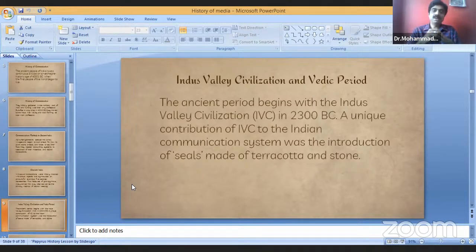The ancient period begins with the Indus Valley Civilization in 2300 BC. The unique contribution of the IVC to the Indian communication system was the introduction of seals made of terracotta and stone. These showed who you are: what kind of image, what resemblance, which community you belong to. Using terracotta, they started putting seals on whatever they produced.